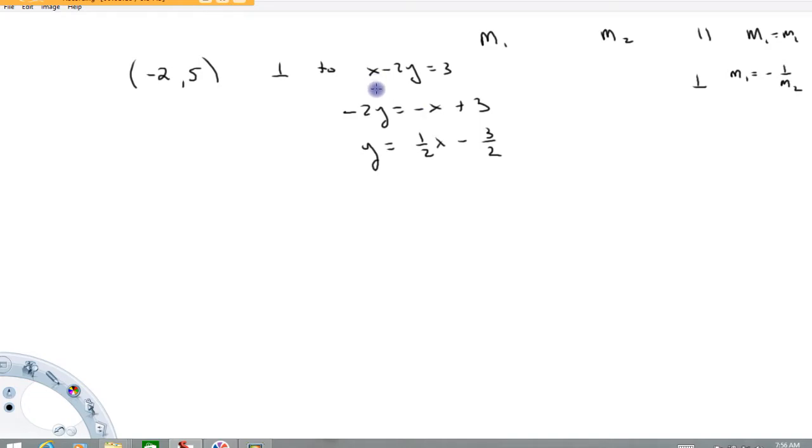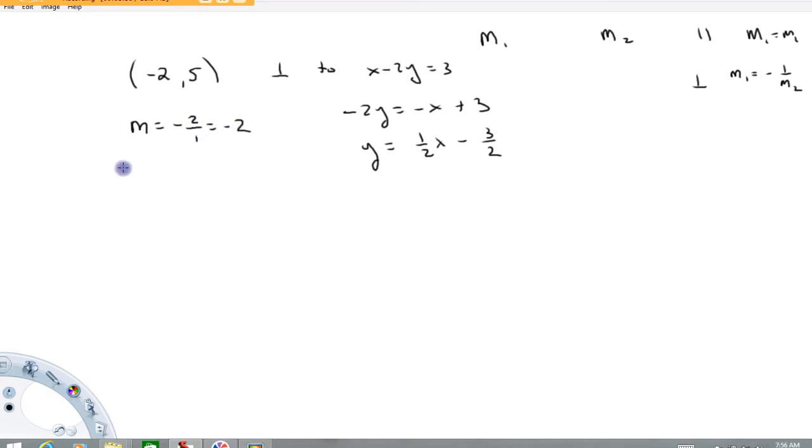I believe that's what we're going to get if we go through and divide everything by negative 2. Check that one more time. All right, so subtract x. Yep, that looks good. All right, so the slope of this line is 1/2. So the slope that we're looking for here, perpendicular to that, is going to be opposite reciprocal. That's minus 2 over 1, or I'll just say minus 2.